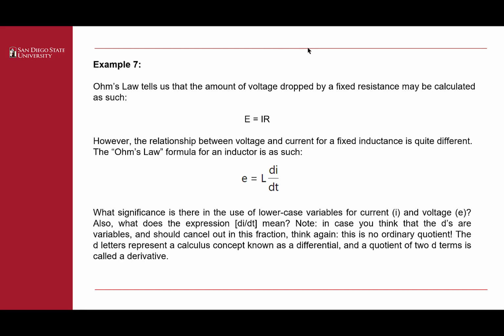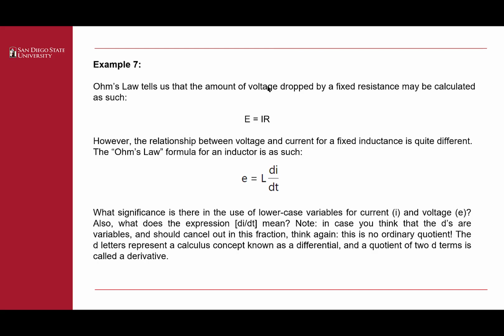The next one. Ohm's law tells us that the amount of voltage dropped by a fixed resistance may be calculated as such: E equals I times R. Actually, V is used much more commonly for these equations, but here they have used E, so it doesn't matter. It's just V. You can think of it like V for voltage, equals resistance times current.